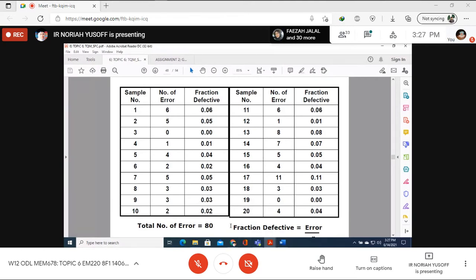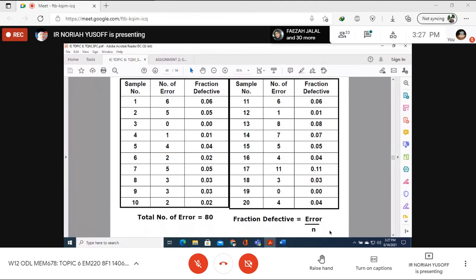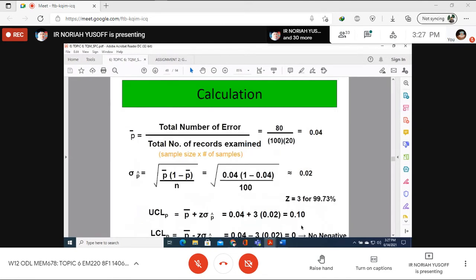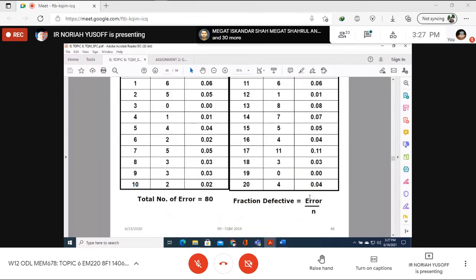So there are 80 errors. Fraction defectives is the total number of errors divided by the sample size. So the total number of errors, 80, divided by 100, you will get 0.8. 0.8 here is the fraction defectives. So if you add all of these up, you will get 0.8 as the value of the fraction defectives.